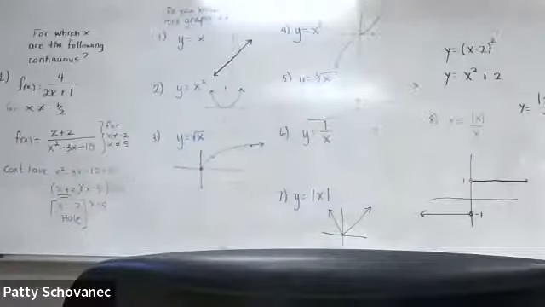X is equal to 5 makes the bottom 0, but not the top. So what feature in the graph is that? Well, the bottom is 0, but the top is not. It's undefined, so what does that look like on the graph? There's not a value of the function there. There's not a limit there. Right. That's a vertical asymptote.